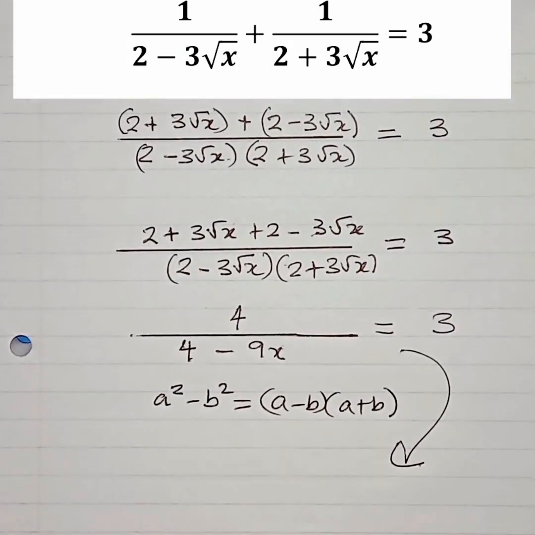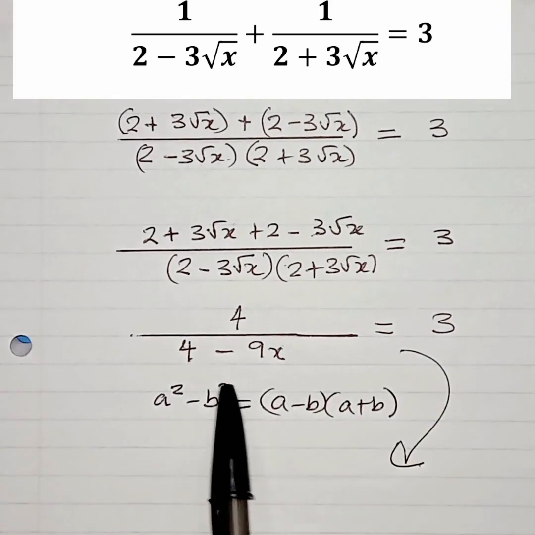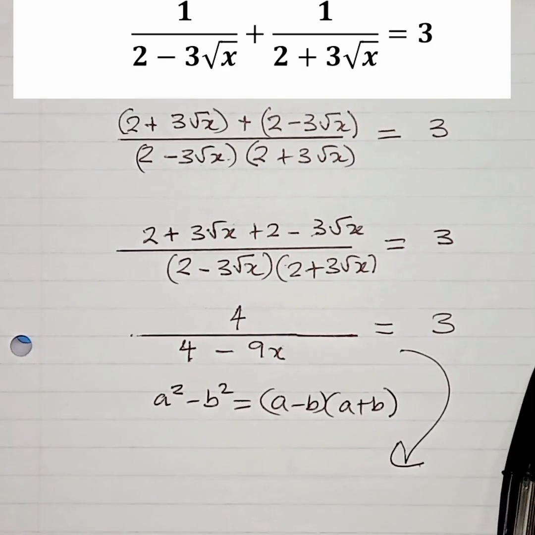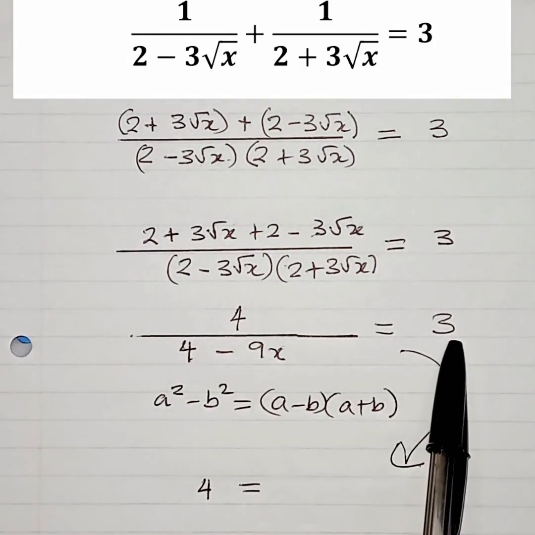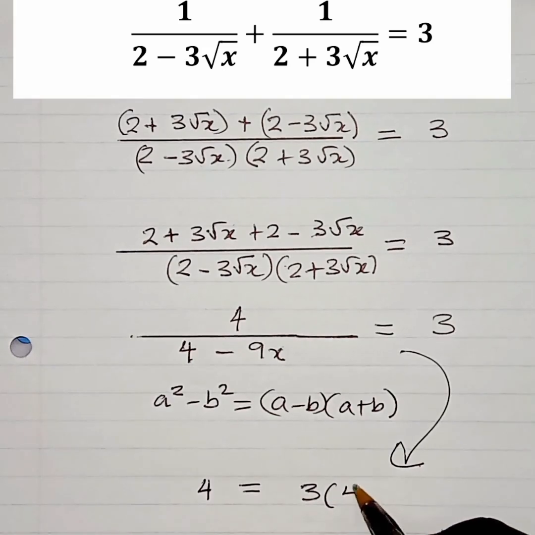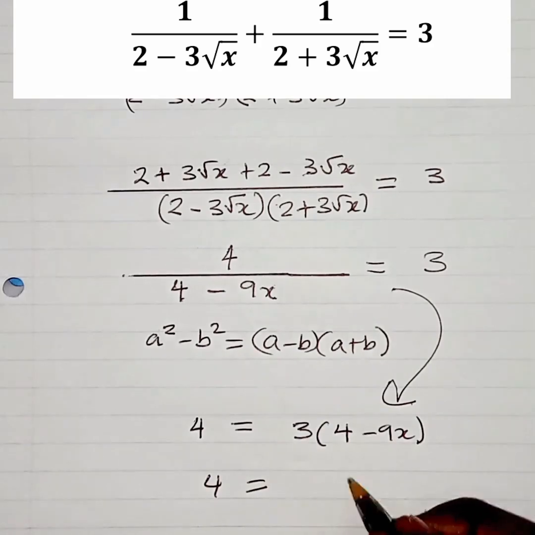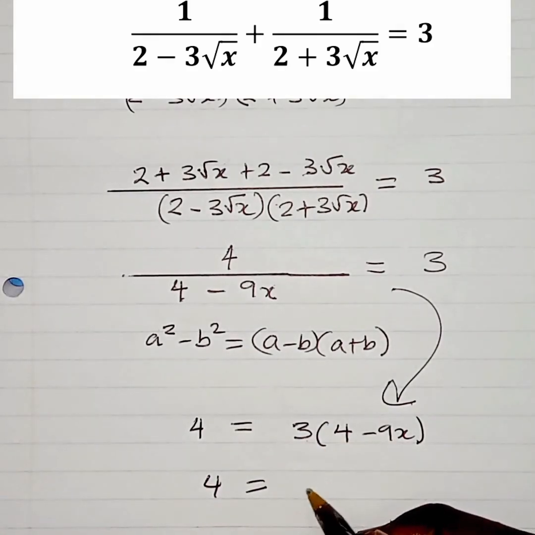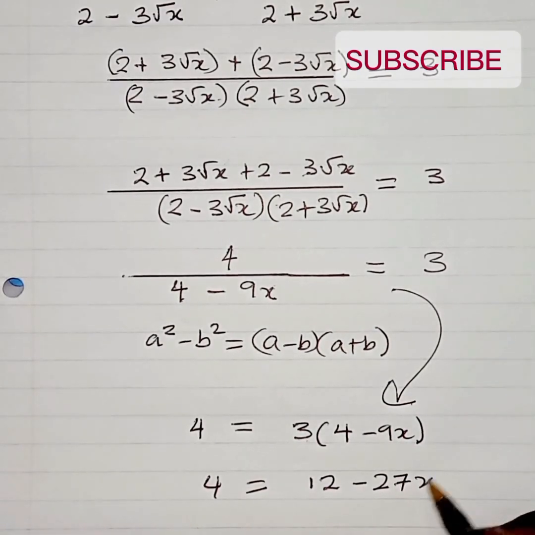We are going to cross multiply 4 minus 9x to the other side. Like, we can just multiply 4 minus 9x throughout the equation. If we do it on that, we are going to remain with 4 is equal to, we multiply again 4 minus 9x to the other side is equal to 3 multiplied by 4 minus 9x. Now we are going to simplify that further. We're going to have 4 is equal to 3 by 4, that is 12, then minus 27x.